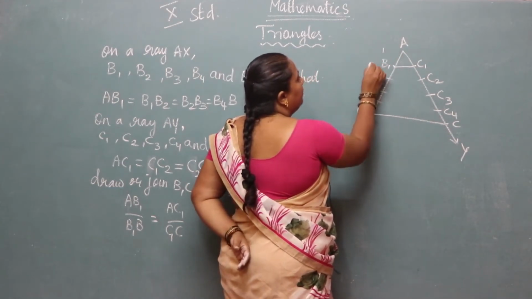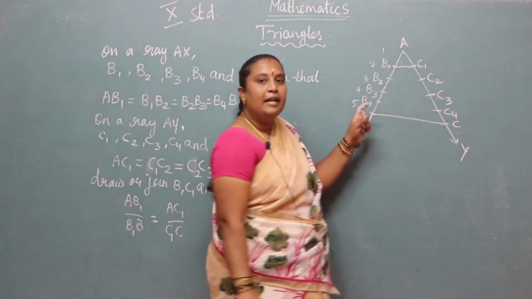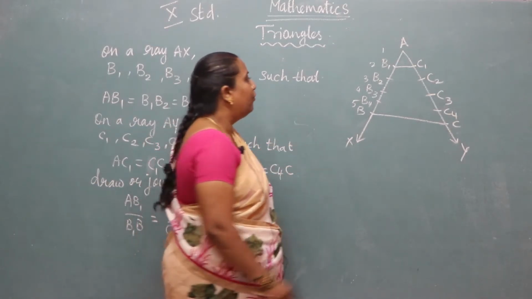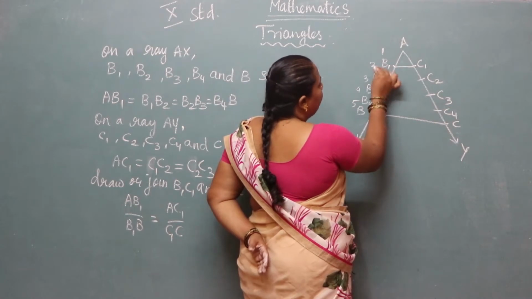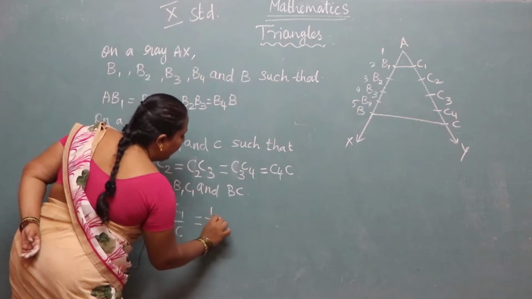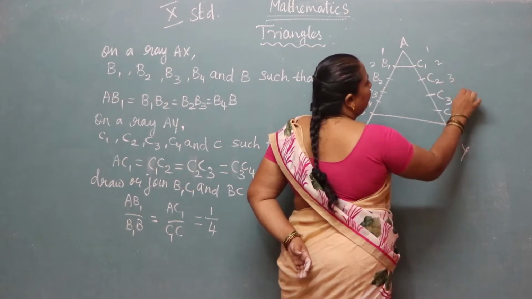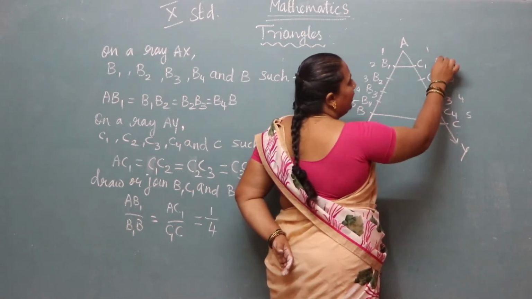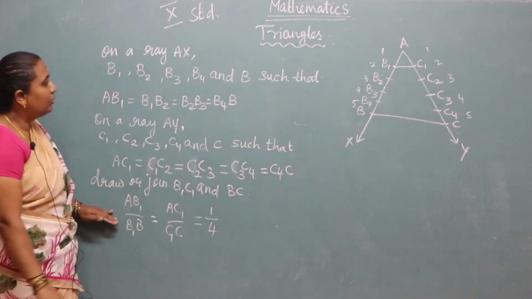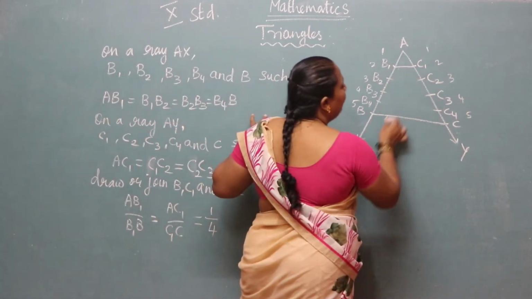See, 1 2 3 4 5, there are 5 equal intervals. 5 equal points are there. So we can write 1 by 1 2 3 4, based on the ratio 1 by 4. Here also 1 2 3 4 and 5, 1 by 1 2 3 4. So we can say both the rays have the same ratio by drawing these two lines.